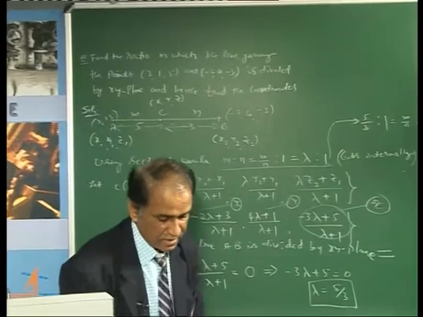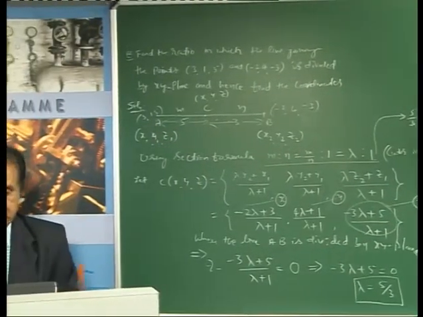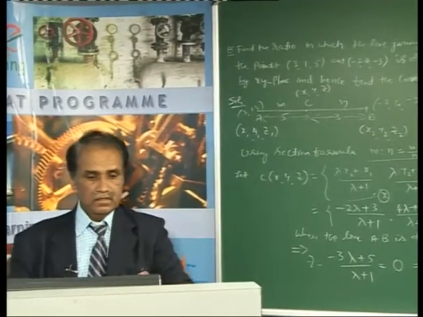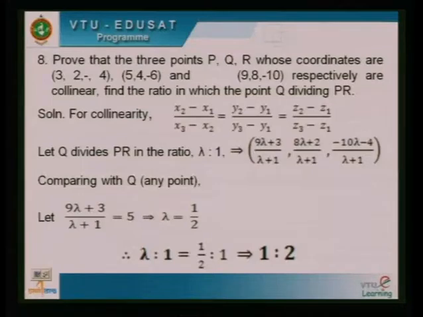Now the next example: prove that three points P, Q, R, whose coordinates are respectively 3, 2, minus 4; 5, 4, minus 6; and 9, 8, minus 10, are collinear, and find the ratio in which the point Q divides the line PR. Here I would like to give an interesting result. According to the statement, you have to write the solution. If three points are supposed to be on a line, they are said to be collinear, and we know the formula to be satisfied for those given points.